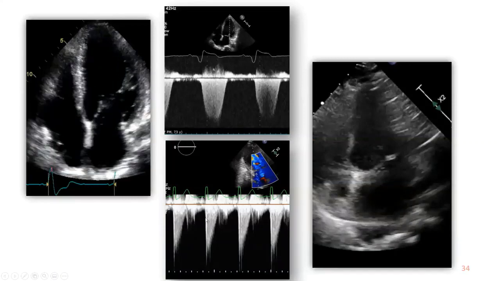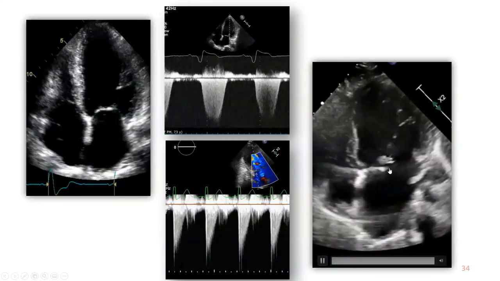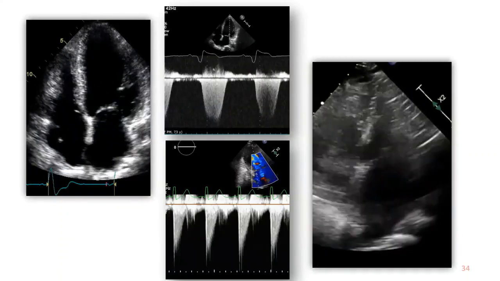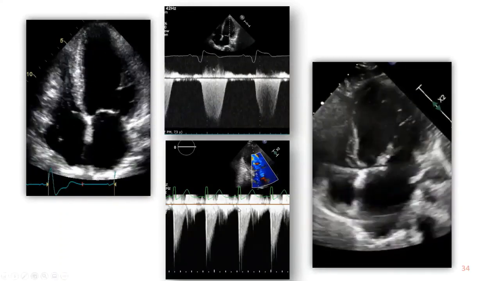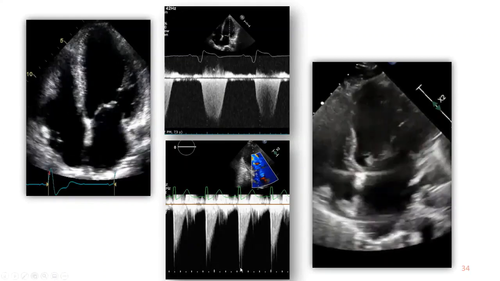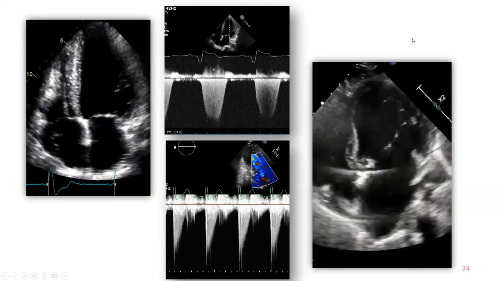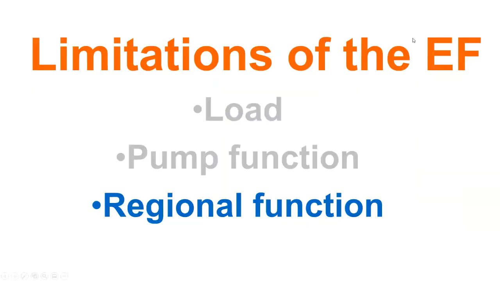Contrast that to this case here. This was a patient I took care of with acute severe mitral regurgitation due to bacterial endocarditis. Look at how rapid this dP/dt is. And you can see the left ventricle is banging away. It's a totally low afterload situation.